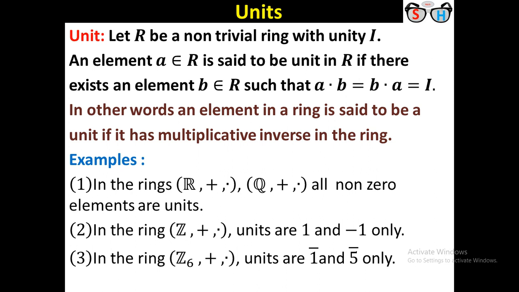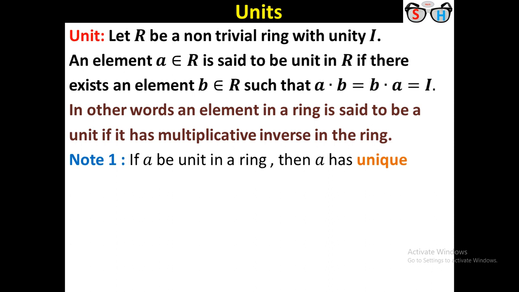Similarly, 3 bar and 4 bar have no multiplicative inverse, but 5 bar has a multiplicative inverse. The multiplicative inverse of 5 bar is 5 bar, because if you multiply 5 bar with 5 bar, the result will be 25 bar. 25 bar means if you divide 25 by 6, the remainder will be 1. So 25 bar is equal to 1 bar. So 5 bar multiplication 5 bar is 1 bar. That is, 5 bar is self inverse, self multiplicative inverse. So we can conclude that 5 bar is another unit. Okay, so Z6 plus dot has only two units, these are 1 bar and 5 bar.